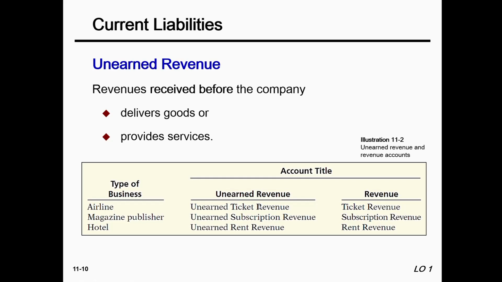Also, if hotels ask you for advance booking, then the rent they have collected from you will be unearned revenue, and that will become rent revenue when the customer uses the room.